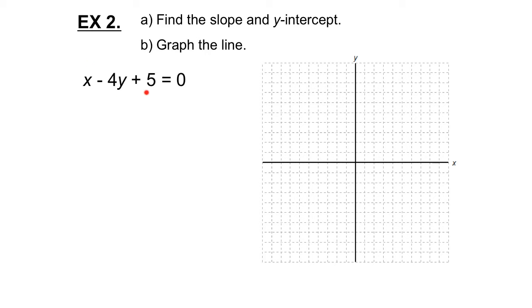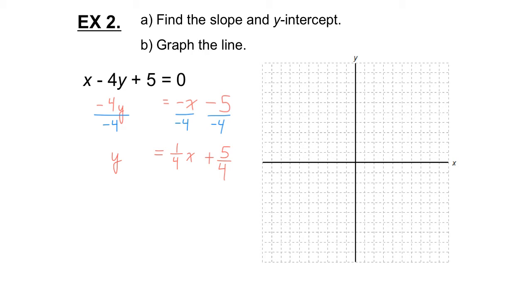We have a line in the standard form equation. We need to change it to slope-intercept form. So we're going to isolate our y variable again. That means the other terms get moved to the other side. So we have minus 4y equals minus x minus 5. We need to isolate y though, so we need to divide each term by that coefficient of minus 4. When we do that, we end up with y equals 1 over 4x plus 5 over 4.